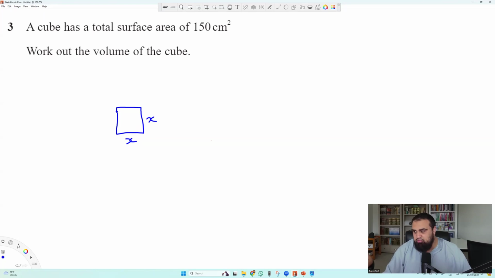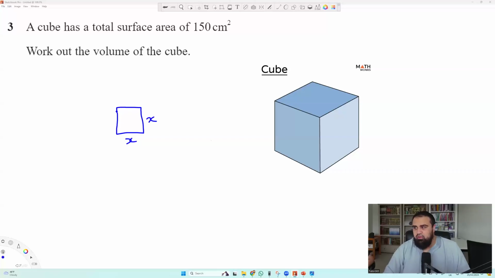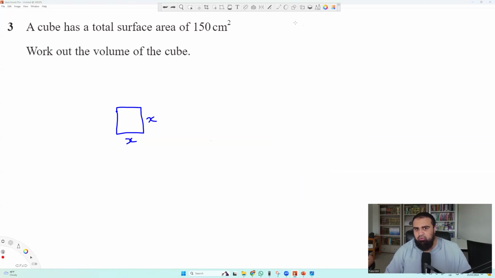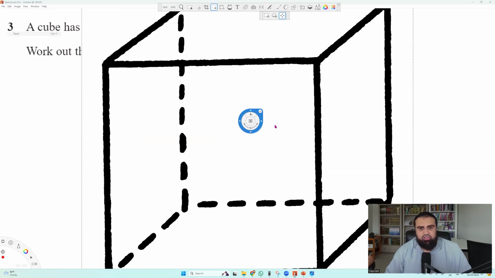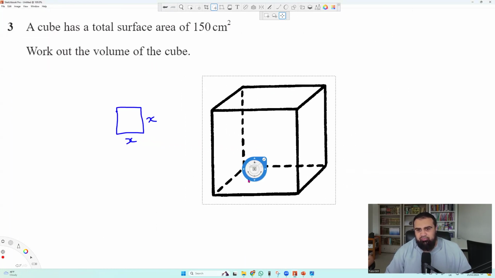Let me just bring up a cube real quick so you guys can see. I got this image from Math Monks, and to be honest, this isn't a very good image. We should get one where you can see the lines and the actual faces. So you see a cube has 6 faces, and each face of the cube has the same dimensions, because they're all made out of squares. So if this is x, this will be x.